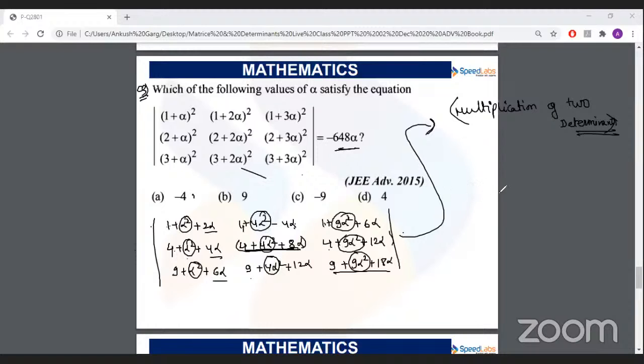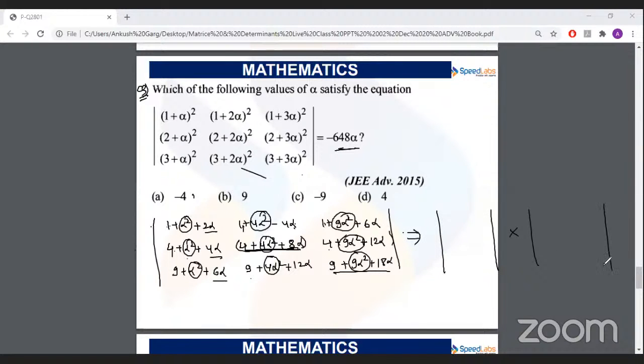What is this concept? So basically, when we multiply matrices, there is a particular order, right? Row by column. But if you want to multiply two determinants, beta, you can do any method, like row by column, column by row, row by row, and column by column. All kinds of multiplications are possible. Okay. So here this determinant is nothing but the multiplication of two determinants.